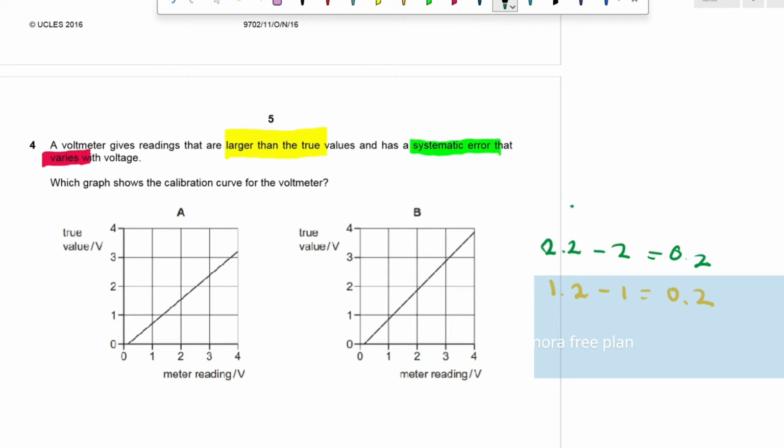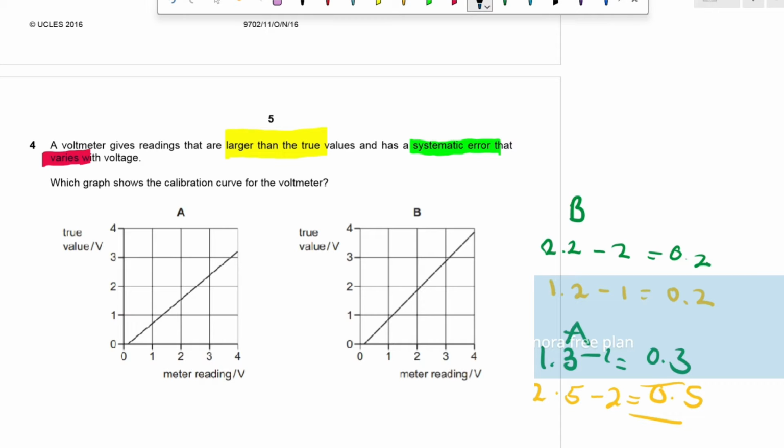So this is for B. Then for A, let's assume I have 1.3. So I'm saying 1.3. But if I subtract 1, I'm going to get 0.3. But if I look at this, when it's slightly higher, I have a 2 here. Here I have about 2.5, right? Basically, I'm just estimating. It's not accurate, just an estimation. But you can see that the error is varying, right? So the answer is going to be A.